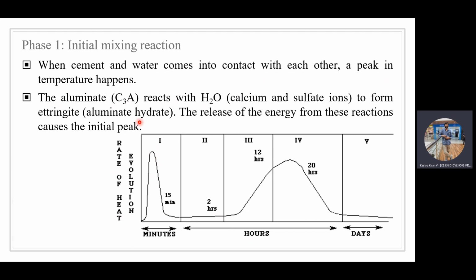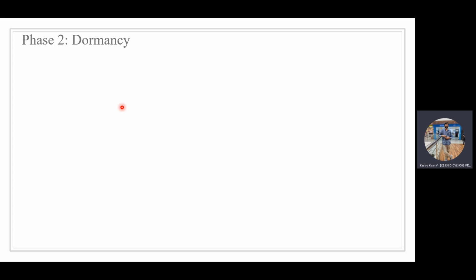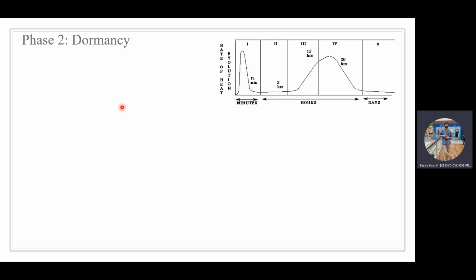It is the C3A compound which is making this initial peak in the heat evolution process. That's the first phase, the initial mixing reaction. And the second phase is called dormancy.